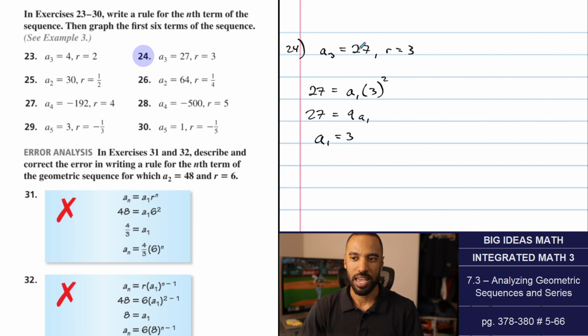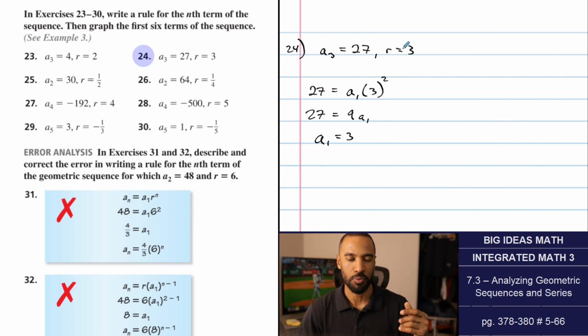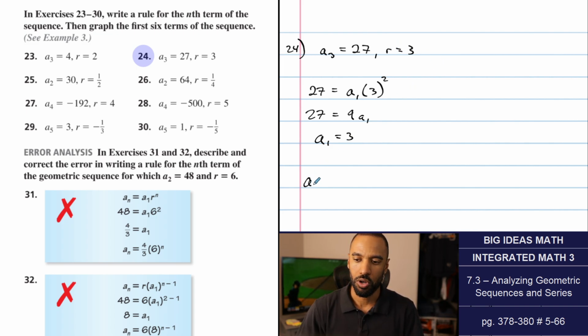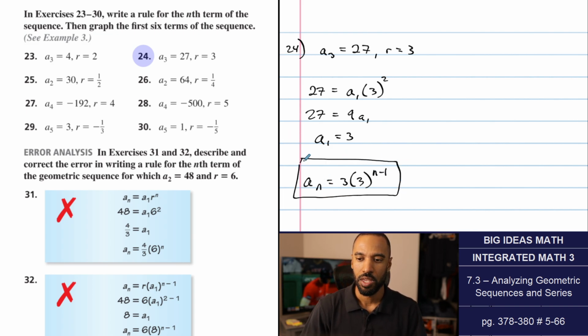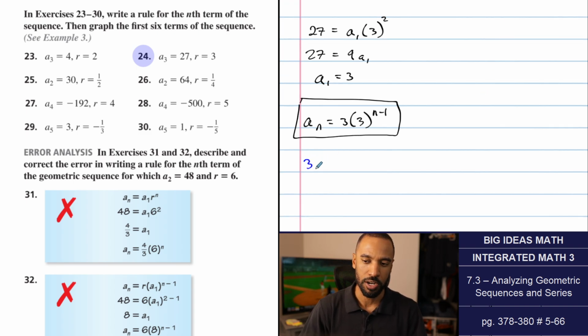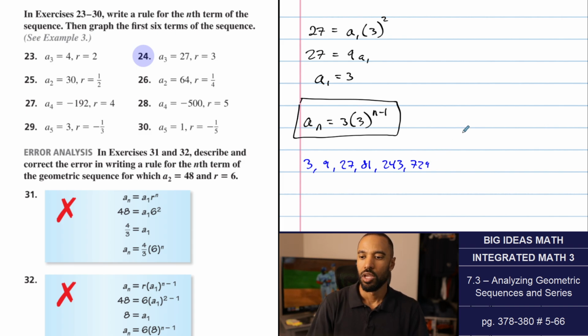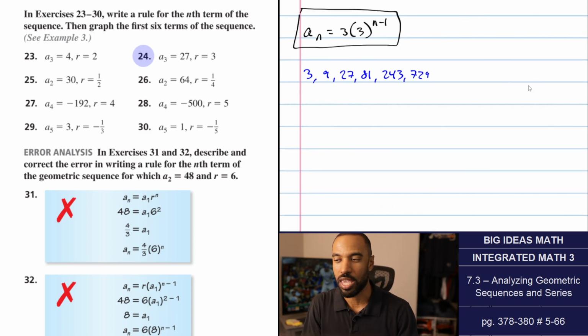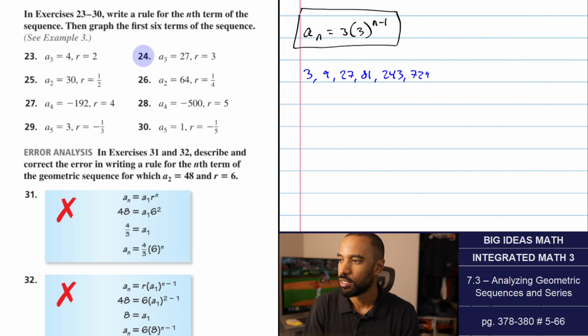How else could we have found that? Your third term's 27. Let's divide by 3 a couple times. Divide by 3 is 9. Divide by 3 is 3. So your rule is going to be a sub n equals 3 times 3 to the n minus 1 power. First term and common ratio are both 3. So your first 6 terms are us multiplying by 3 over and over here. Start from 3. Times 3 is 9. Times 3. Times 3. Times 3. Times 3. Which means we got to change the scales to something pretty high.